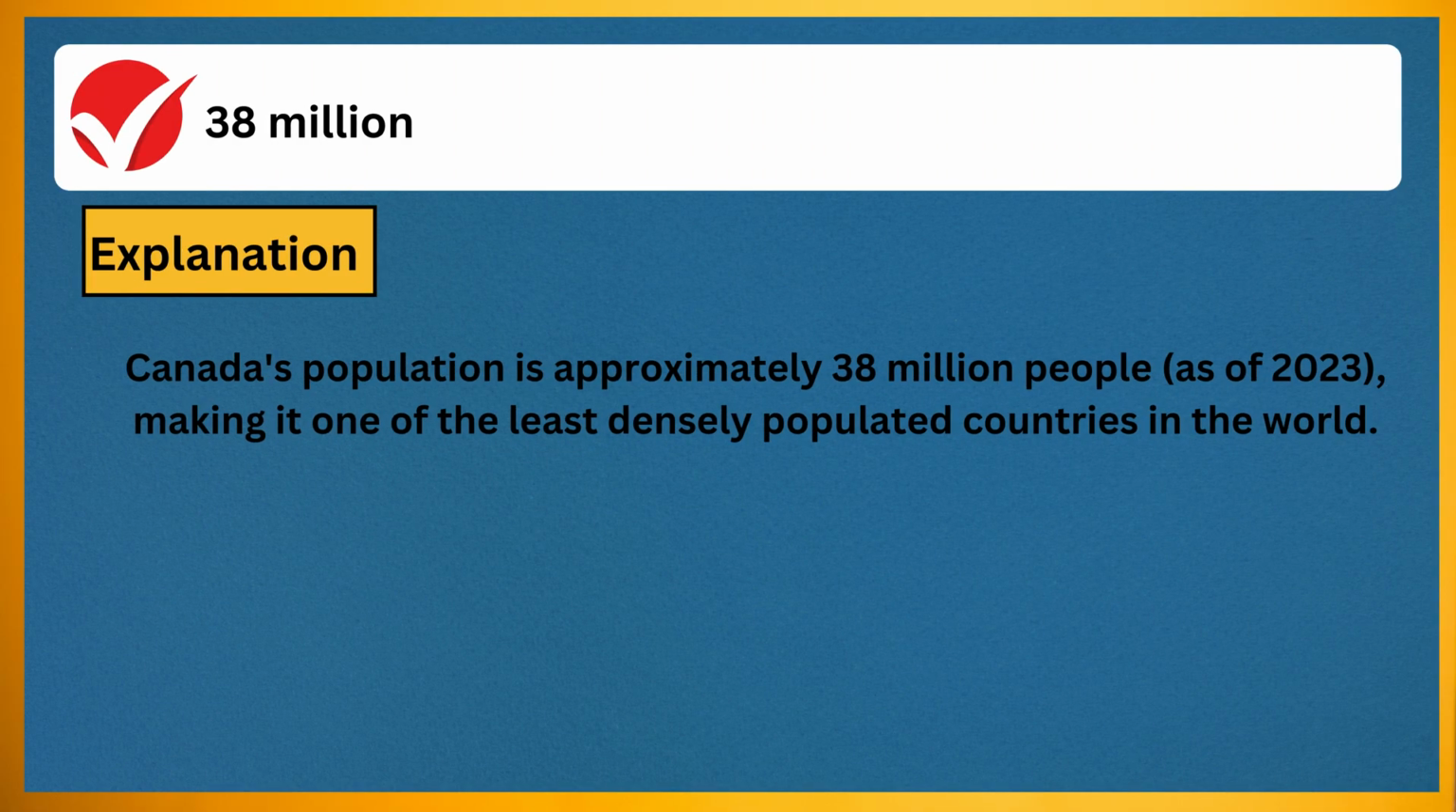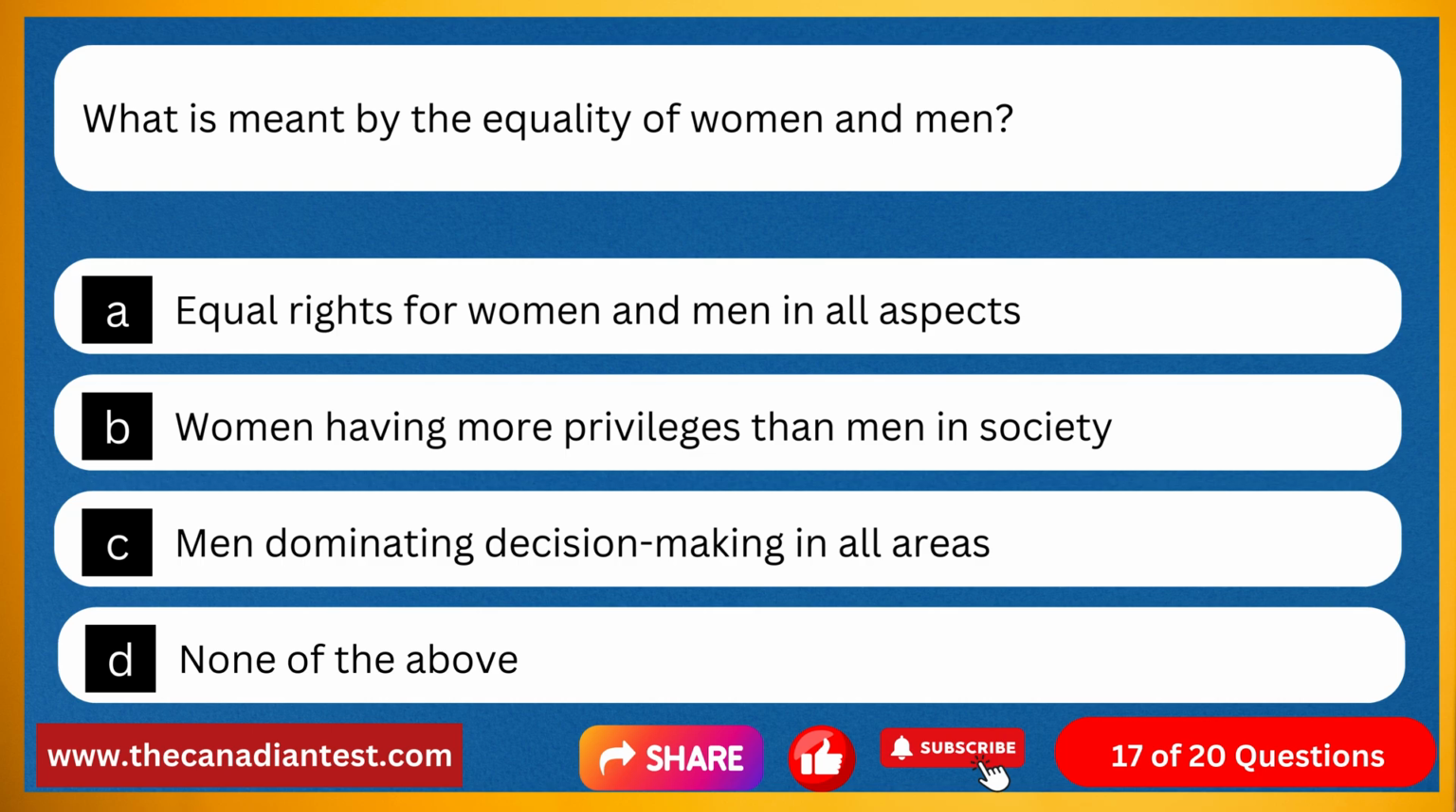The correct answer is 38 million. Explanation: Canada's population is approximately 38 million people as of 2023, making it one of the least densely populated countries in the world. Question 17.